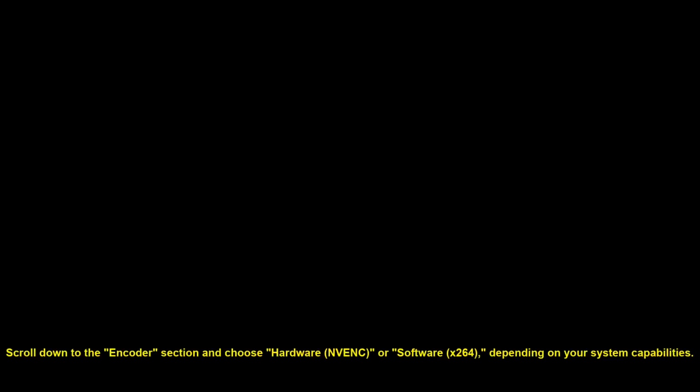Then, look for the video bitrate option. Set your video bitrate to 10,000 to 12,000 kbps for 1080p at 60 frames per second. Scroll down to the encoder section and choose hardware, NVENC, or software, x264, depending on your system capabilities.